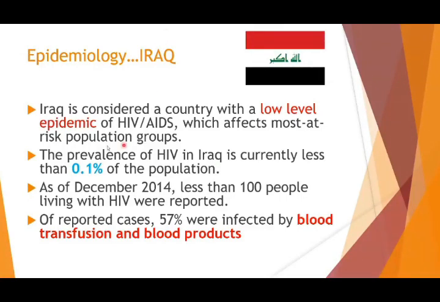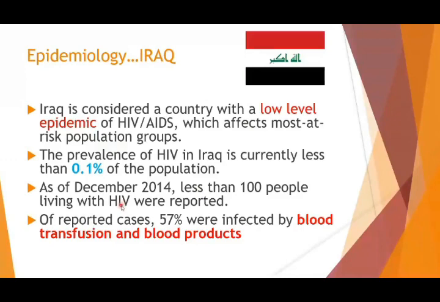So the at-risk population groups are those liable to get the HIV infection. The prevalence is currently, according to the WHO, less than 0.1% of the population. Up to 2014, according to the WHO figures, fewer than 100 people living with HIV were reported. So these are the reported cases; they are underreported. So Iraq is underreporting HIV infection.